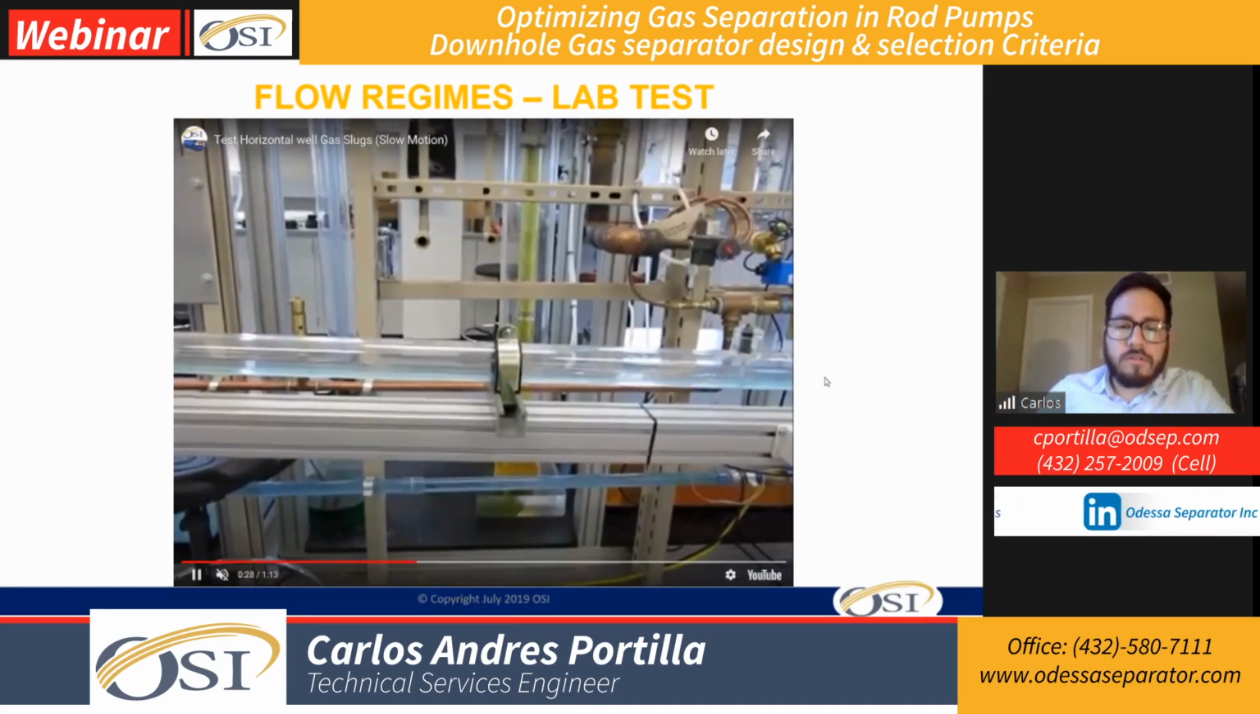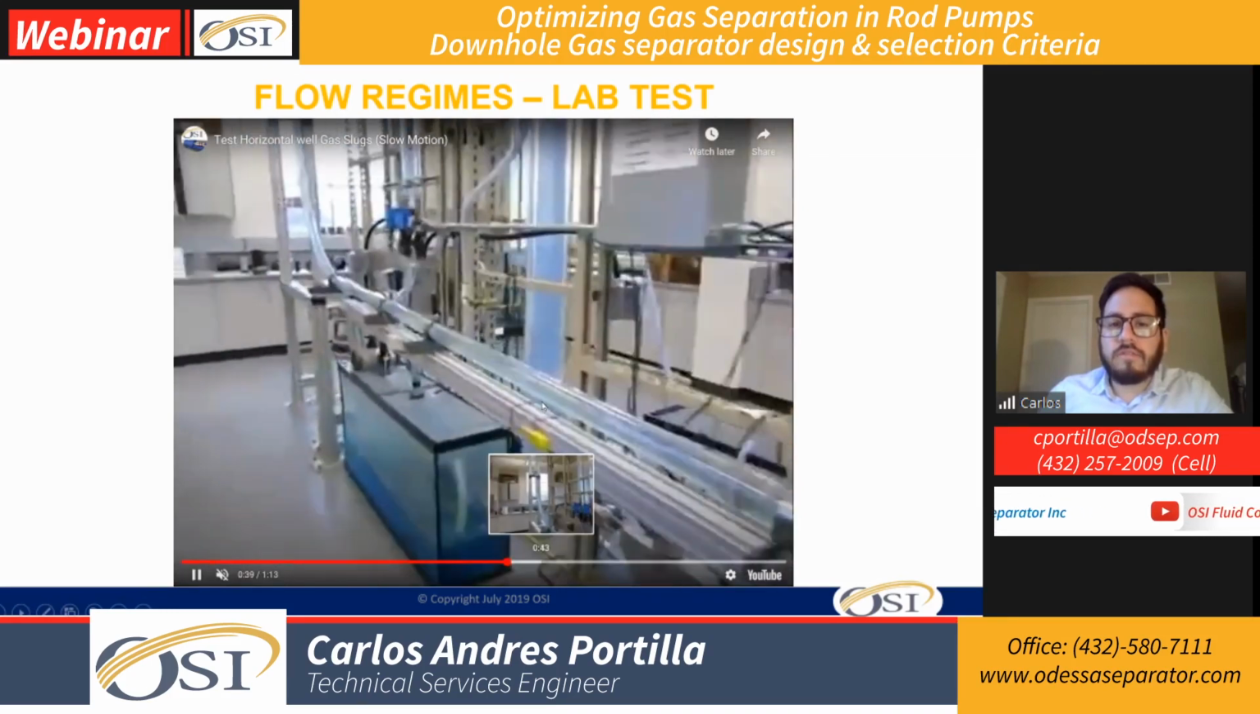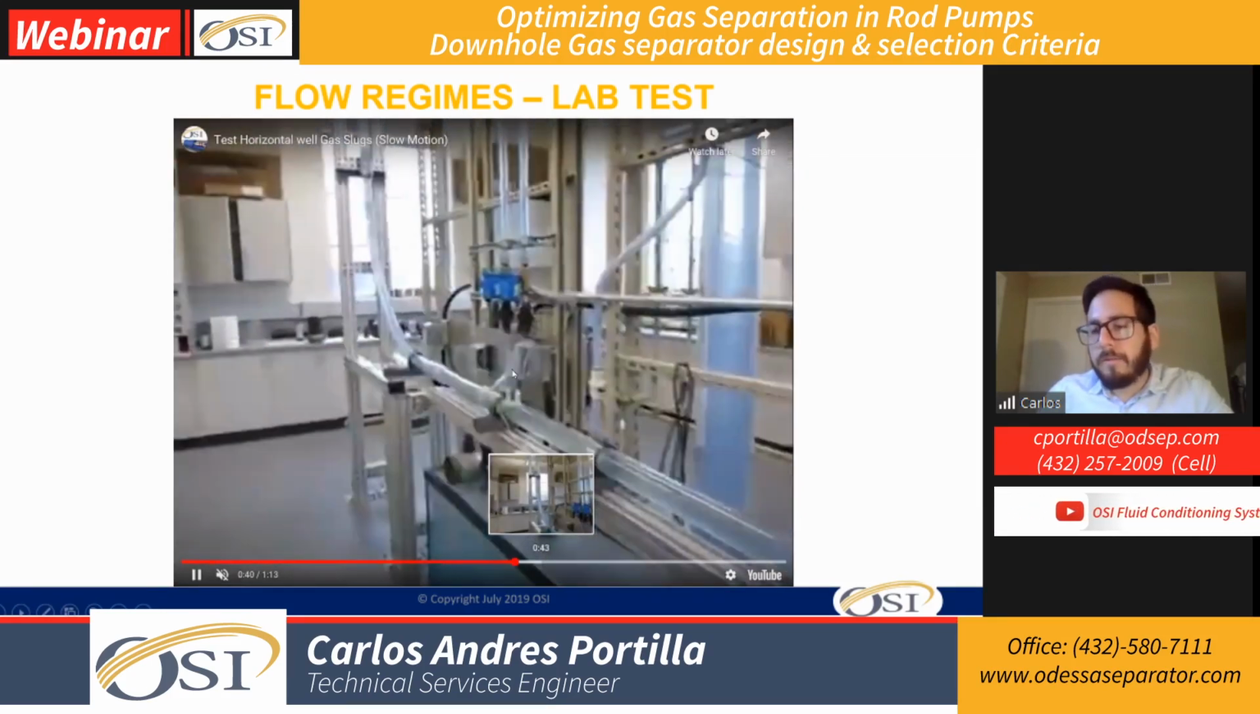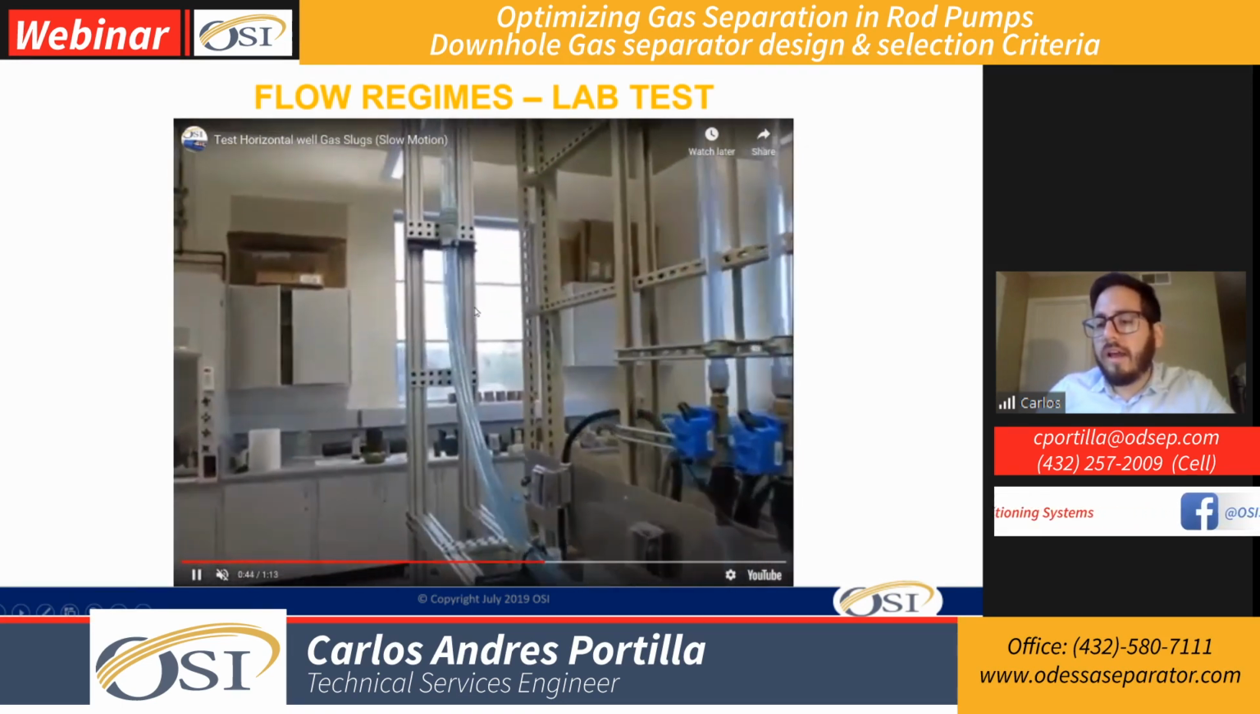Now let's go forward a little bit. Here in the toe, we will see that some of the liquid is flowing back because of that gas bubble, and that will create turbulence here.